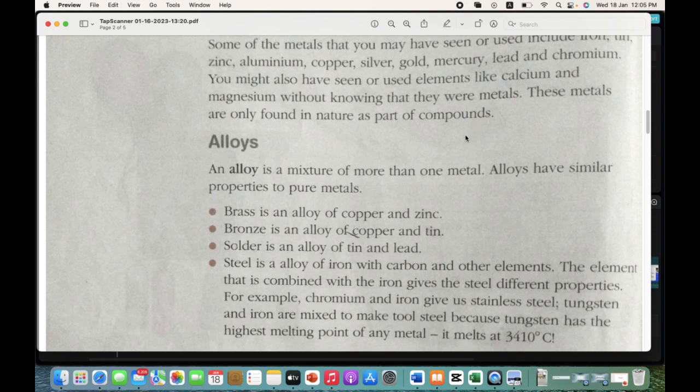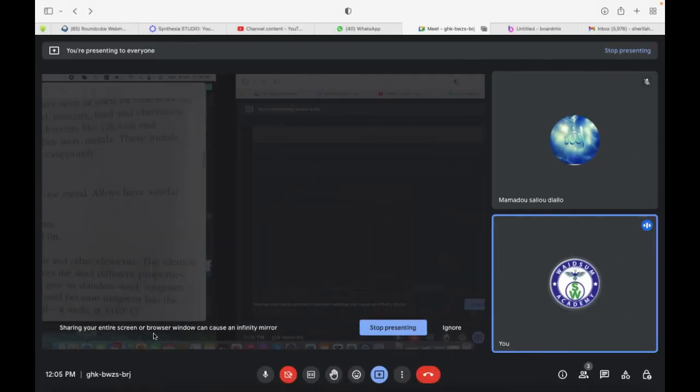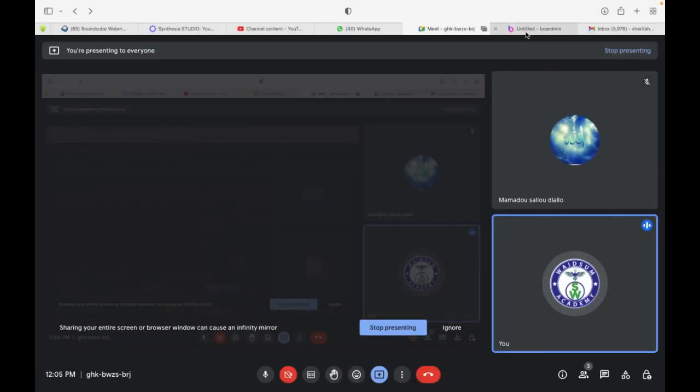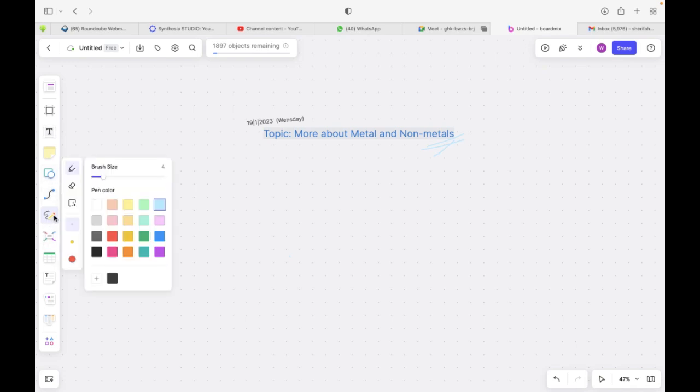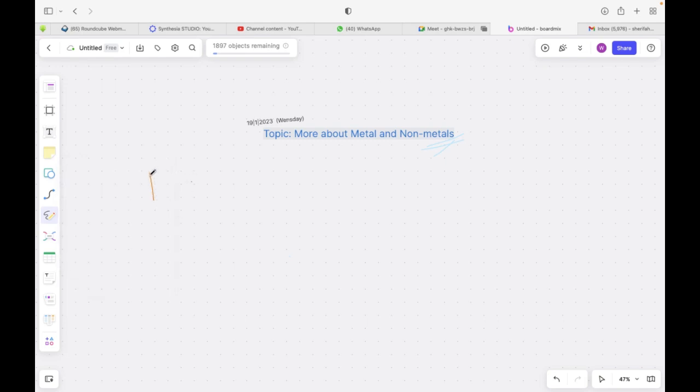I think we need to demonstrate each of these, and maybe we can give their symbols as well. Now let's go to our board. Let's take a look at brass. Brass is an alloy, right? We write the alloy, then we can write the elements. This is an alloy. We can make it like a table.